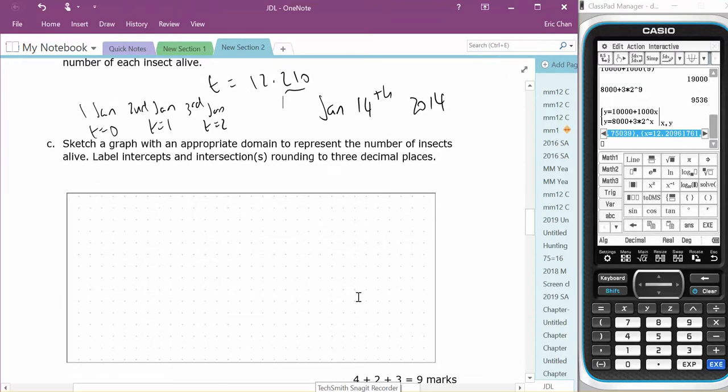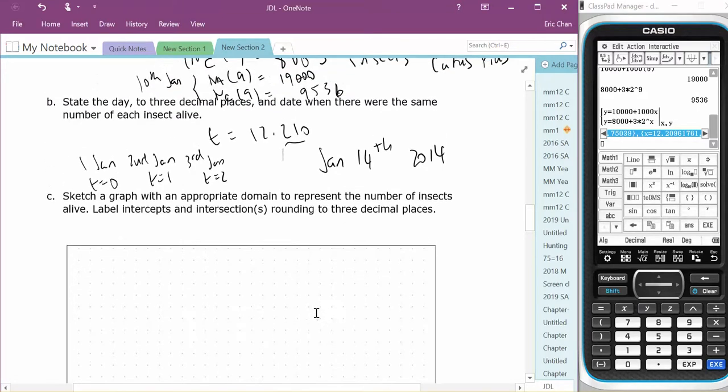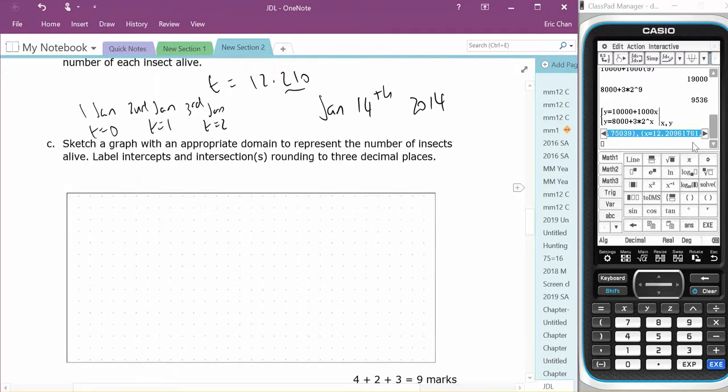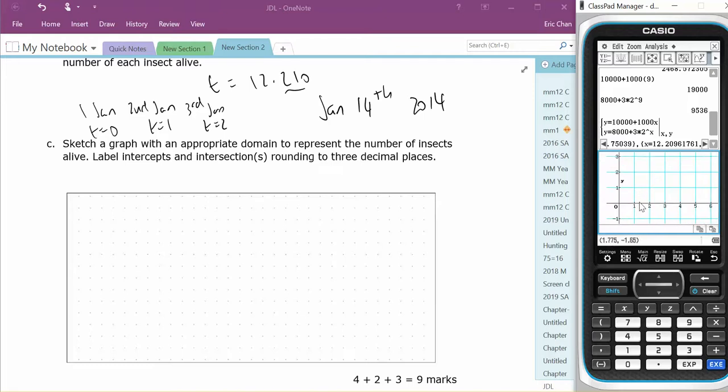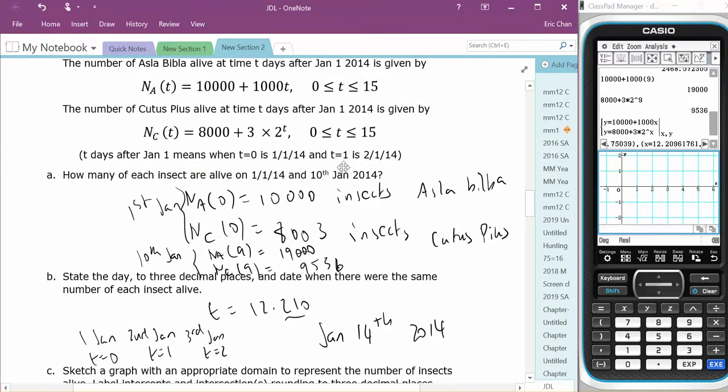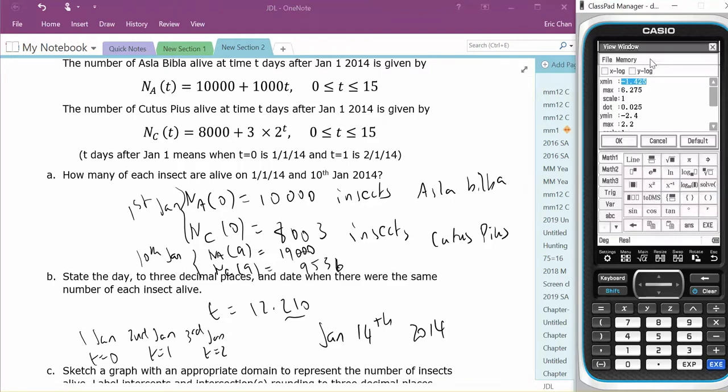So sketch the graph. An appropriate domain represents the number of insects alive. Label any insects, rounding to 3 decimal places. I'm going to try to graph this on the CAS calculator. You're going to have trouble graphing it automatically because the intercepts are quite big, so we're going to adjust our values. The x restrictions are between 0 and 15, so I'm just going to go 0 to 20 maybe.